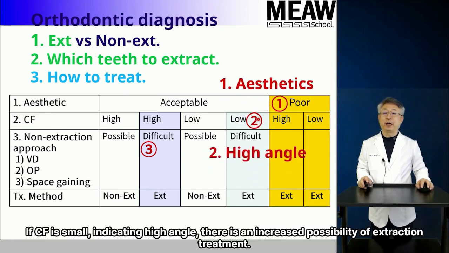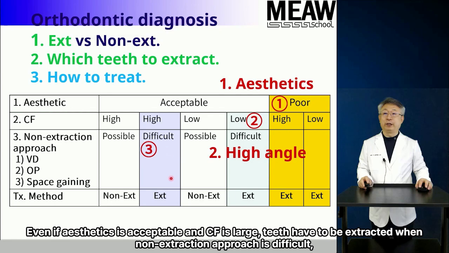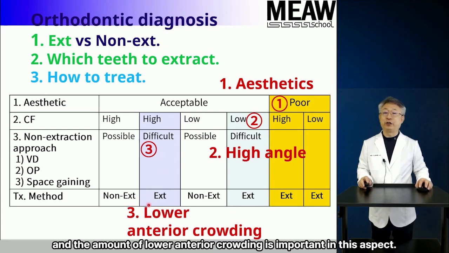If CF is small, indicating high angle, there is an increased possibility of extraction treatment. Even if aesthetics is acceptable and CF is large, teeth have to be extracted when a non-extraction approach is difficult. And the amount of lower anterior crowding is important in this aspect.